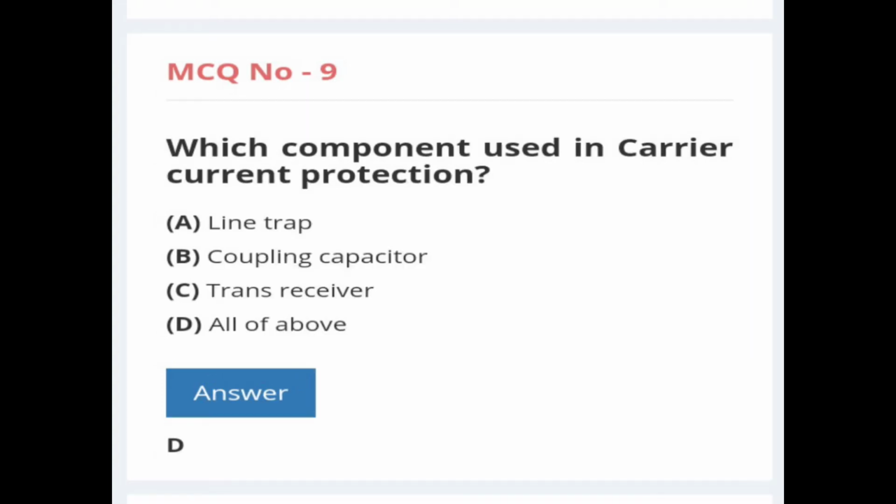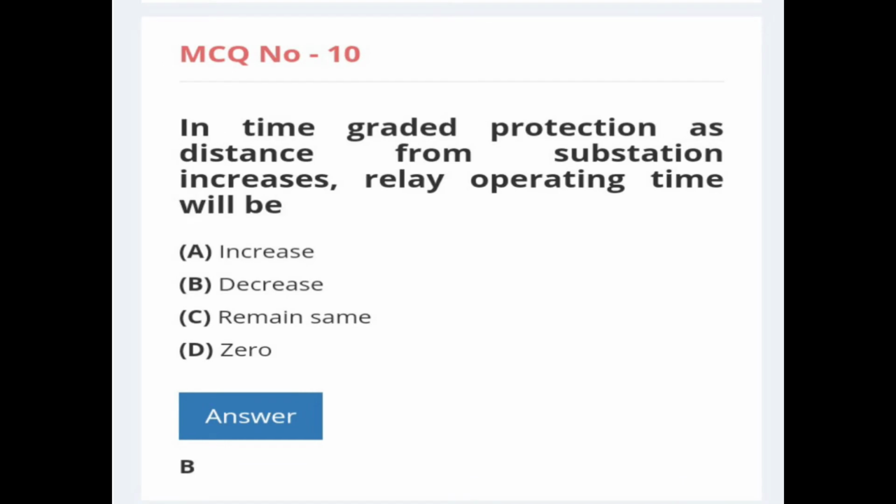Question number 9 is, which component is used in carrier current protection? Line trap, coupling capacitor, transceiver, all of the above. So the correct answer is option D, all of the above. Means line trap, coupling capacitor, transceiver are the components used in carrier current protection.